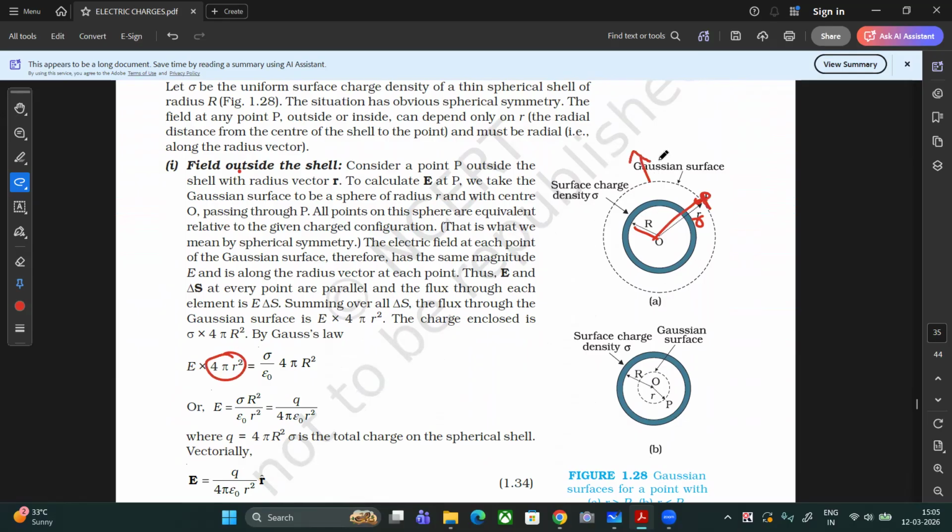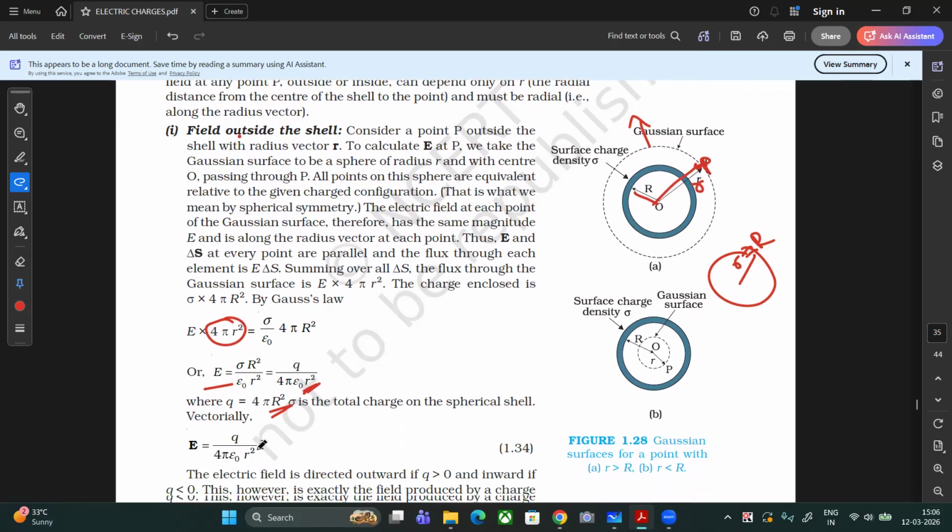The Gaussian surface here is a sphere only. So we cancel out the values and get E equals Q by 4 pi epsilon r square. If the point is on the surface itself, the r value is replaced with capital R, because it is on the surface.